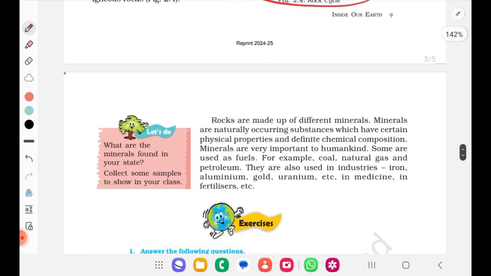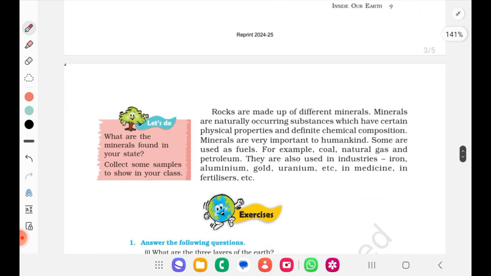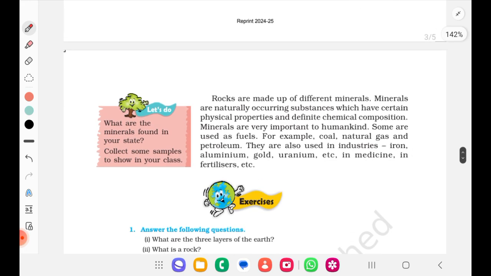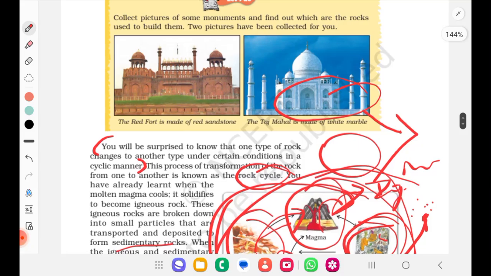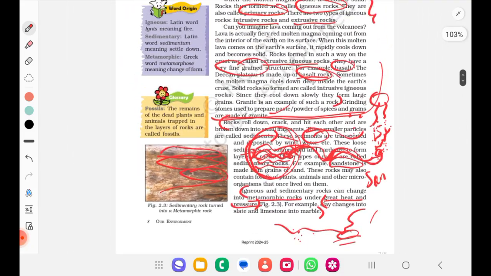Then they were saying these rocks will contain different minerals. Minerals in the sense they will have definite properties, physical and chemical properties, and we are making use of those minerals. Some of them they already mentioned: fossil fuels, fertilizers, etc. In different industries also we are making use of them. So that's all about rocks, minerals and all.